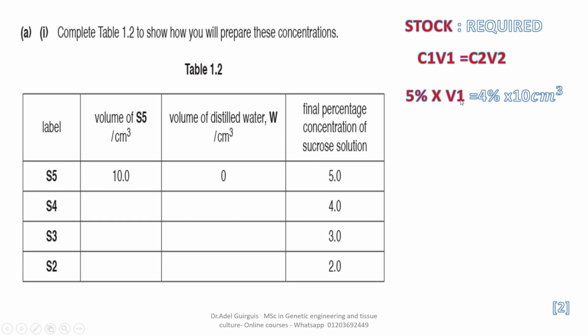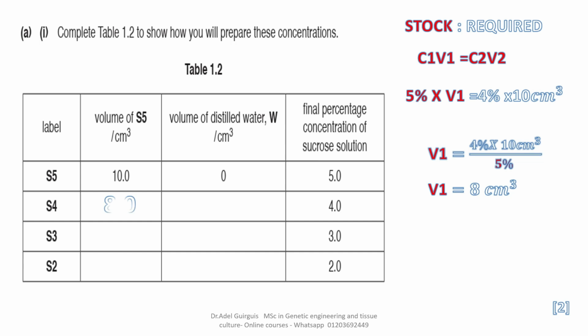V1 is the volume needed to be taken from the stock solution, which is 5%. The required concentration here is 4%, and the required total volume needed to carry out your exam is 10 cubic centimeter. So V1 equals 4% times 10 cubic centimeter divided by 5%. The result equals 8 cubic centimeter.